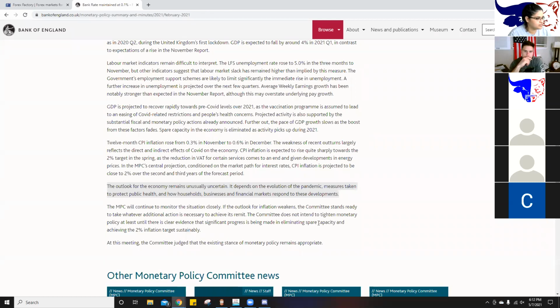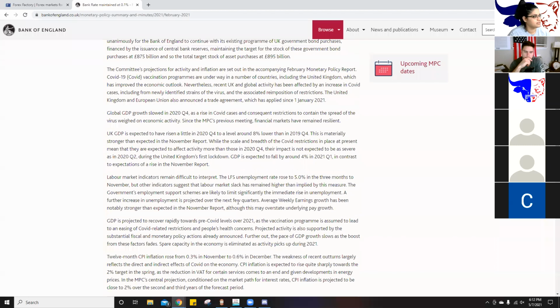Yeah, and they don't intend to tighten monetary policies until there's clear evidence. And this is where you start to see what are some things that they're looking at. That there's significant progress being made in eliminating spare capacity and achieving the 2% inflation target. So what does that usually mean? What are they talking about in this entire monetary policy? Until labor market conditions become a little bit more apparent.